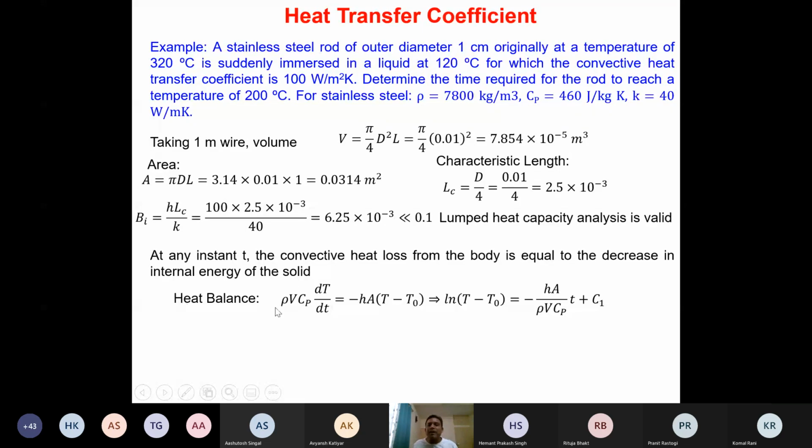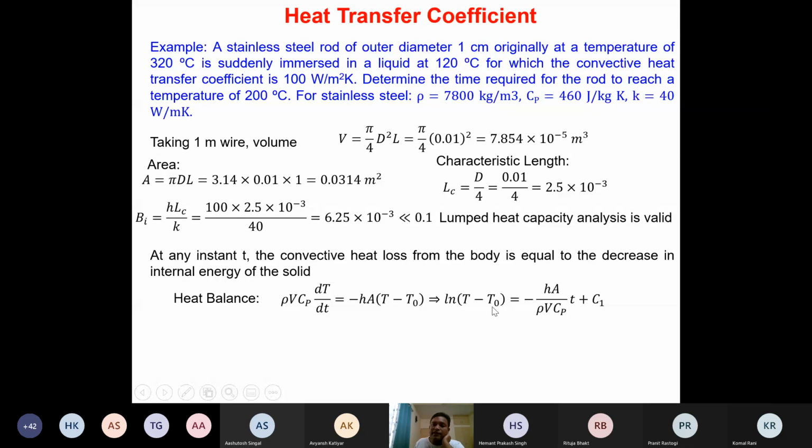So we can just make a heat balance here. The left hand side is rho V Cp dT by dt. That is nothing but the rate of change of internal energy of the solid, isn't it? And that should be equal to the convective loss. So hA delta T is nothing but the convective loss from the body, isn't it? So rho V Cp dT by dt, the rate of decrease in the internal energy, is equal to minus hA delta T.